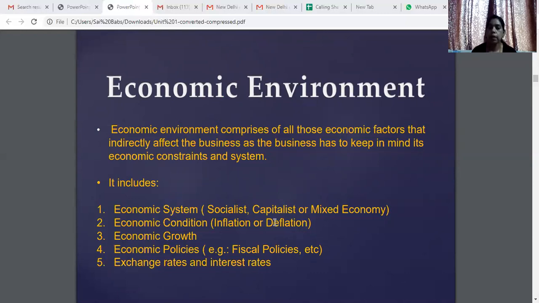Then economic conditions, inflation or deflation or recession or depression can also be economic conditions. Then the economic growth means the economy is a developed economy or underdeveloped economy. Then economic policies like fiscal policy, monetary policy. We have to understand all types of policy. Then exchange rates and interest rate, means the exchange rate of foreign currency and interest rate. All these points influence the working of one organization.